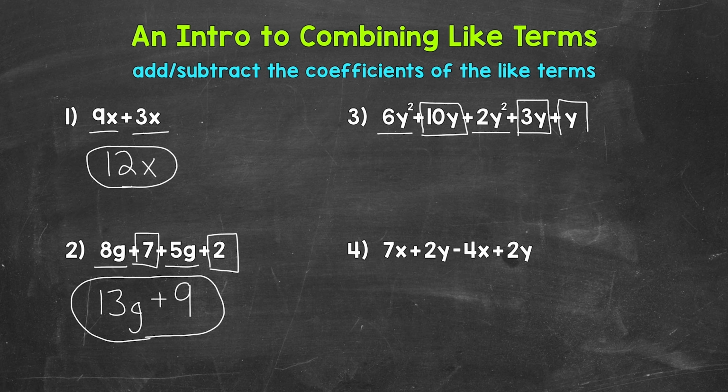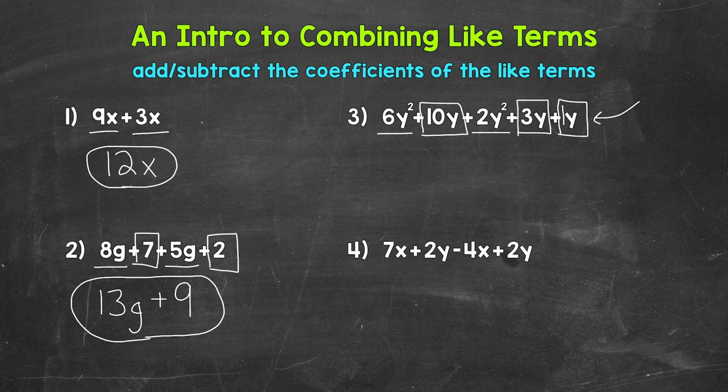3y. And then y. Now, I do want to mention this term right here, the y, the variable by itself, the coefficient is 1. We don't have a coefficient written in front. Whenever you see that, the coefficient is 1. There is an understood 1 in front of a variable, and it can be helpful to write that 1 in there when you combine like terms. So you can always write that 1 if you would like.